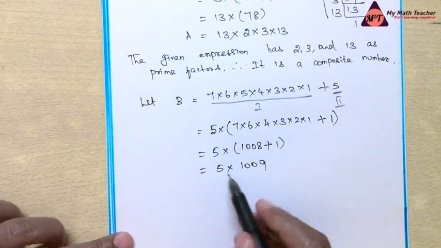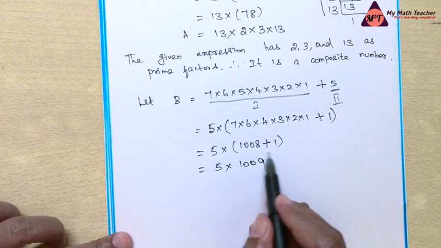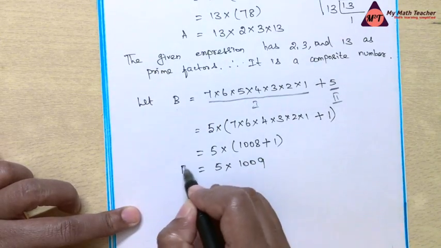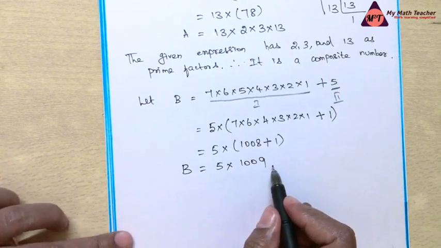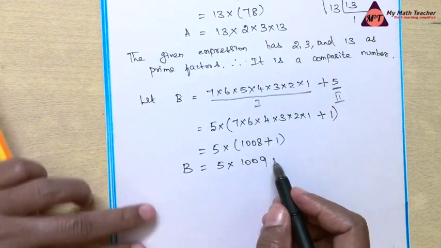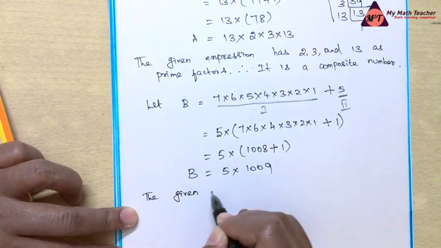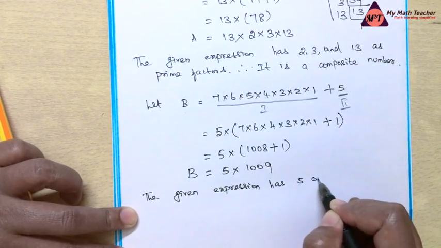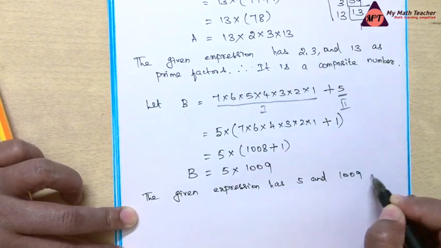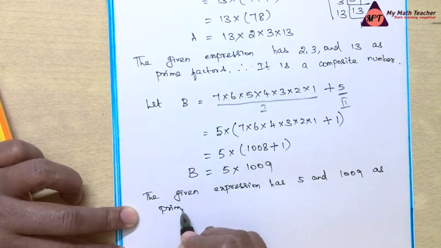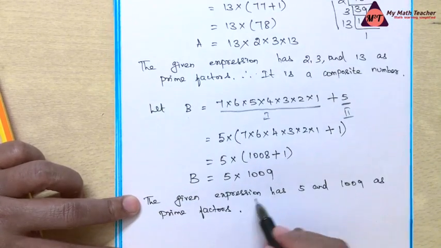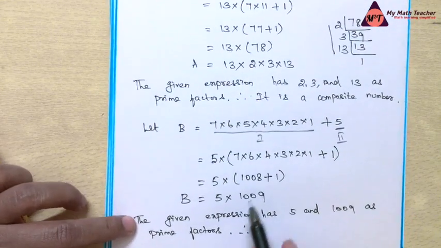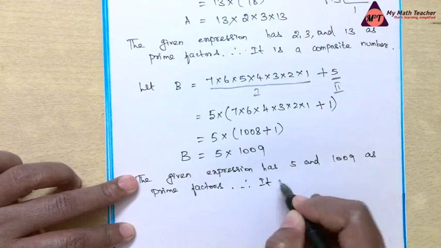So 5 into 1008 plus 1 is 1009. Okay, this is a prime factor. This is also a prime number. So we can write B is equal to 5 into 1009. Both are prime factors. It has 5 and 1009 as prime factors. Therefore, as it is a product of prime factors, definitely it is a composite number.